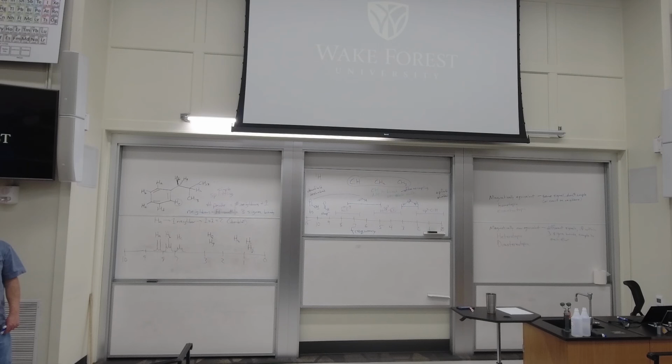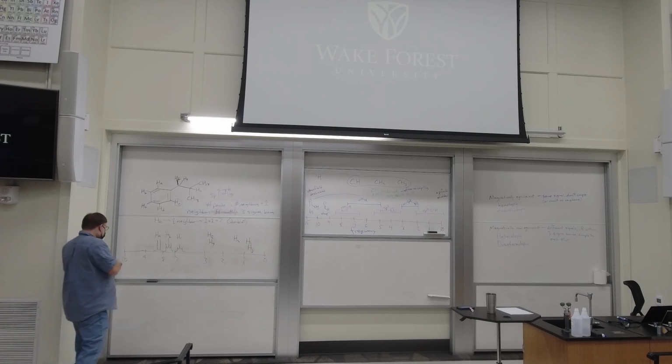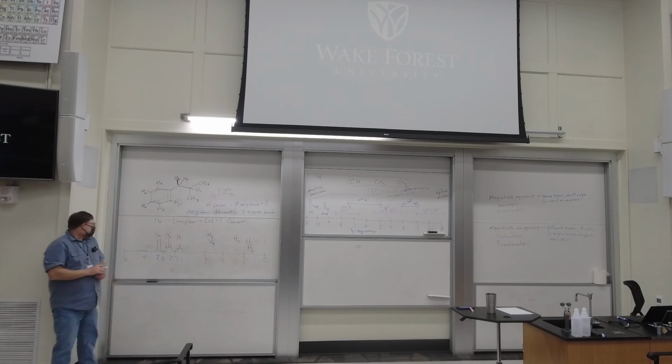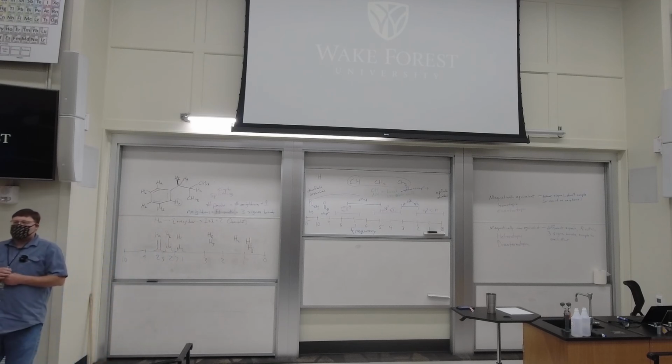Why did I do that? What's that? Yeah, integration. In proton NMR, the intensity of a signal is proportional to the number of protons making the signal. That's called integration. There are 2 HAs, there are 2 HBs, and there's 1 HC. So HA we would say is a doublet that integrates for 2 protons. HB we would say is a triplet that integrates for 2 hydrogens. HC is a triplet that integrates for 1.